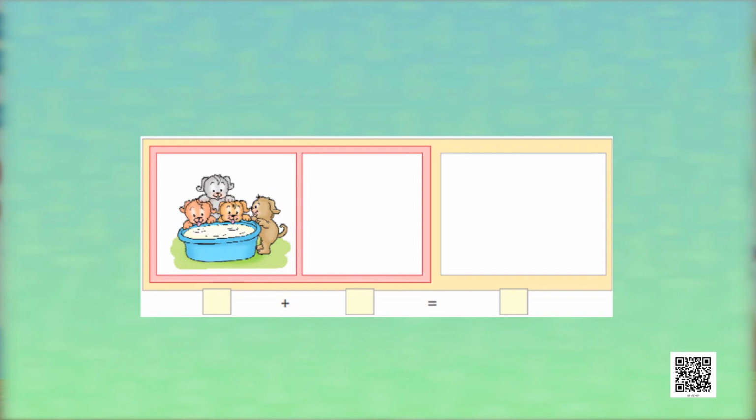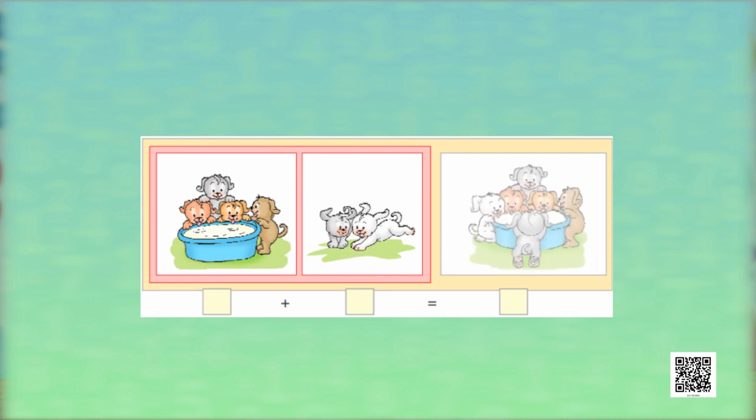4 puppies plus 2 puppies is equal to how many? Yes, 6 puppies. And what will be the mathematical statement? 4 plus 2 is equal to 6.